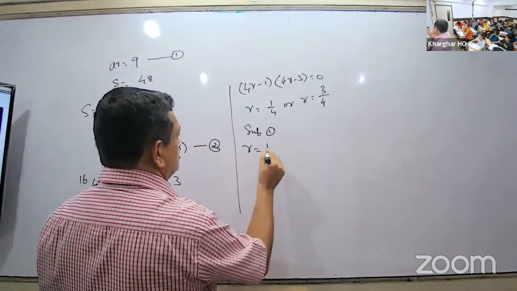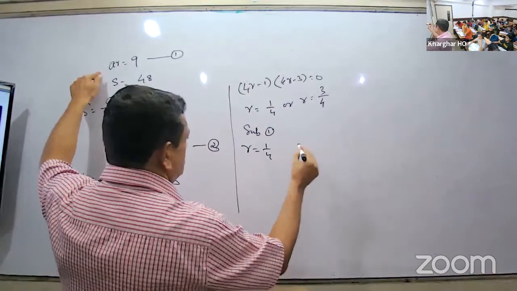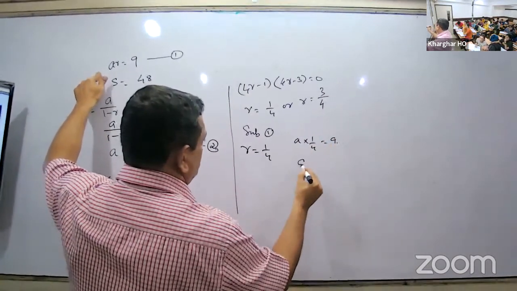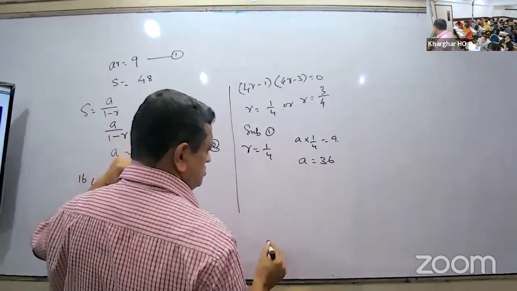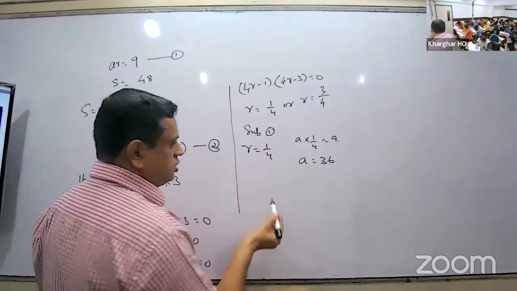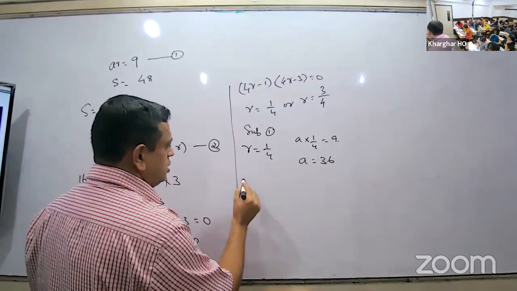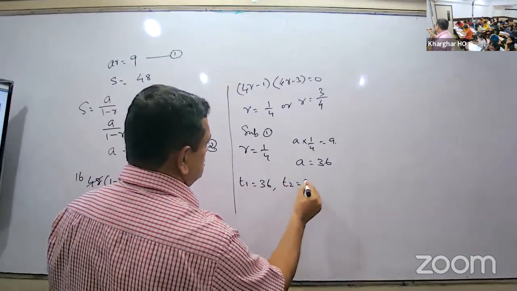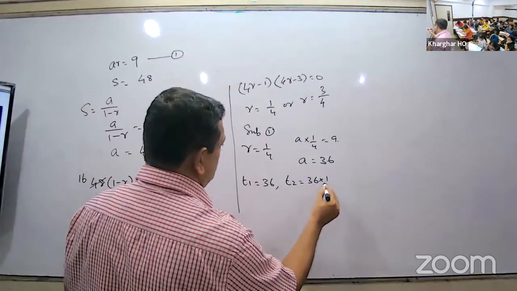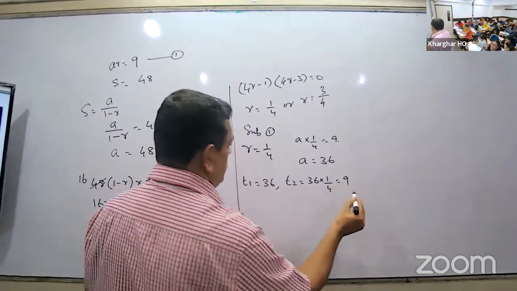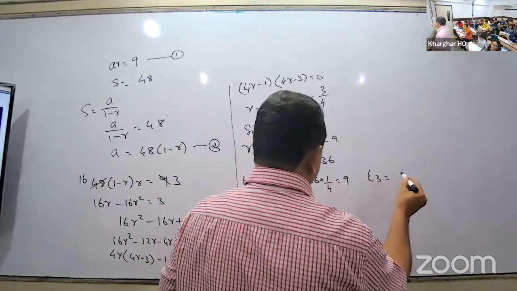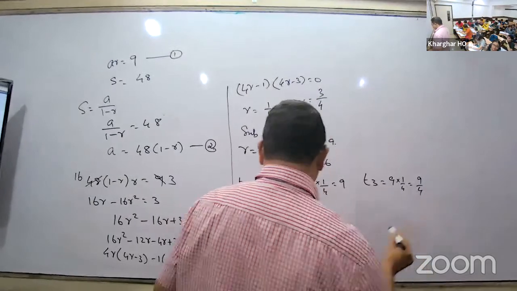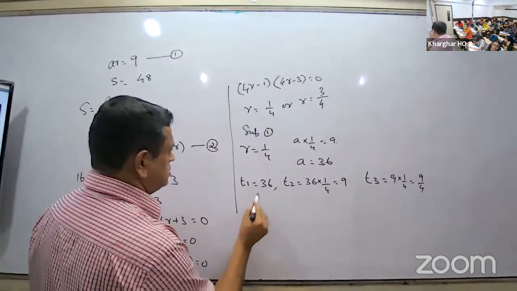When R is equal to 1 by 4, substitute in 1, what will you get? A into 1 by 4 is equal to 9. Therefore, A is equal to 36. Therefore, what you have to find out? Three terms now. That is T1 is equal to 36. T2 is equal to how much? 36 into 1 by 4, that is equal to 9. And T3 is equal to again 9 into 1 by 4. That is the first case. This is case 1.